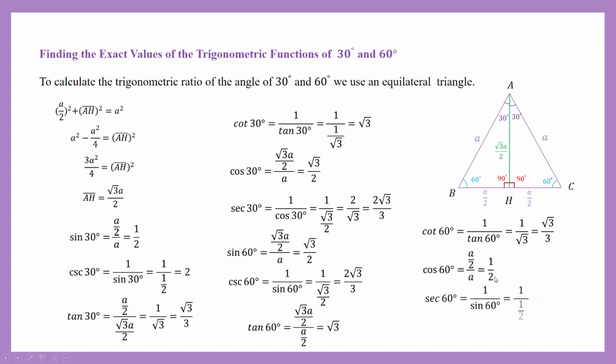Now let's find out secant of 60 degree. For finding secant of 60 degree, we should calculate 1 divided by cosine of 60 degree. Cosine of 60 degree is equal to 1 by 2. If we calculate that one, it is equal to 2.